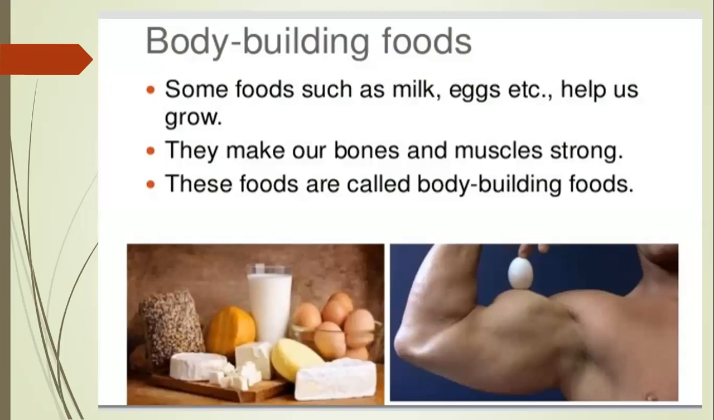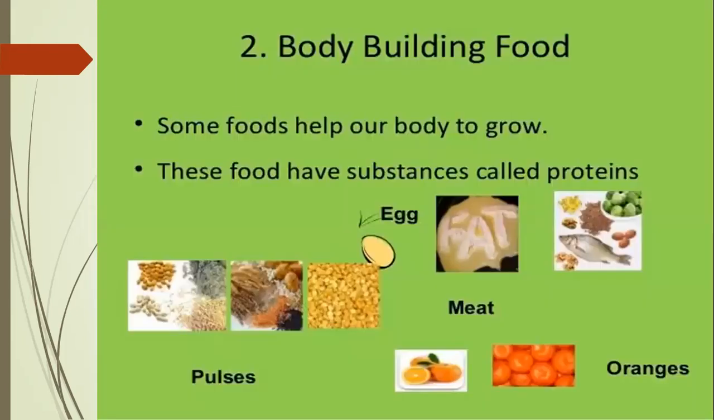These foods are called the bodybuilding foods. So these all are the examples of proteins. Some foods help our body to grow. These foods have substances called proteins, like pulses, meat, eggs.